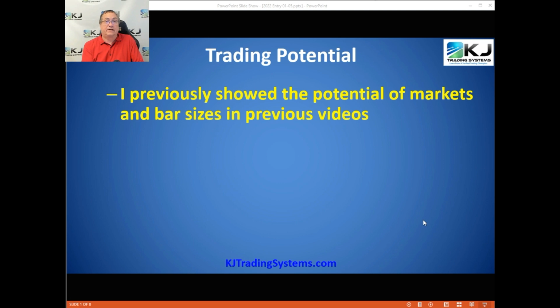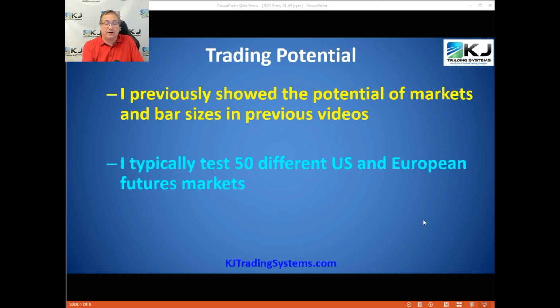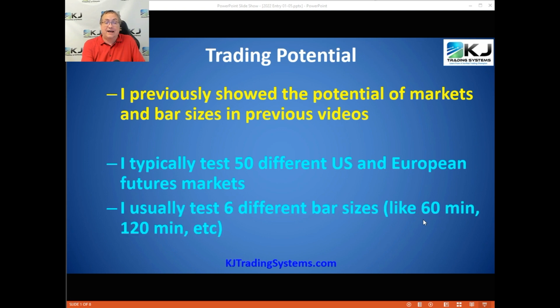So previously, like I said, I just showed the 2-year potential really. And I normally test about 50 different markets, both US and European futures markets. And I also do a lot of different bar sizes, usually like 6 different bar sizes from daily down to say 60 minutes, sometimes even less. So there's a lot of combinations there that potentially could work with a strategy. And so that's kind of what I want to show you today.